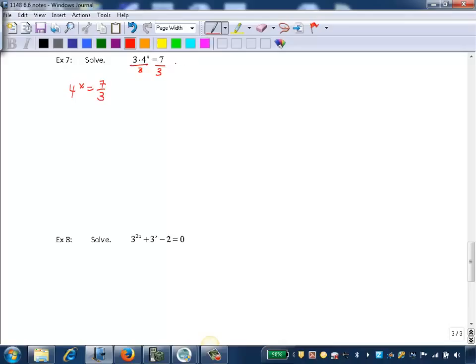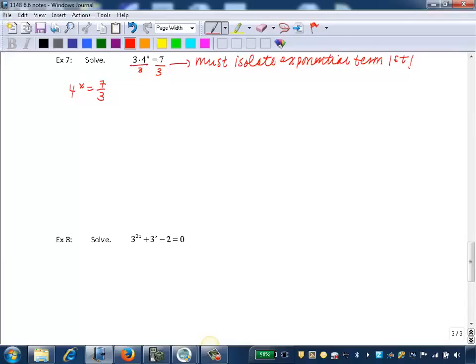So if you just want to make a note here, that we must isolate the exponential term first. Then, from here, we can see there's no way to write a 4 and a 7/3 with the same base, so we proceed to use our logarithms. So we have the two methods. We can use the direct definition of a log, or we can take log of both sides.